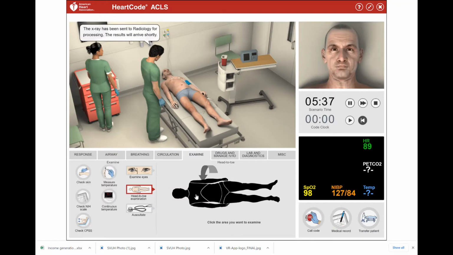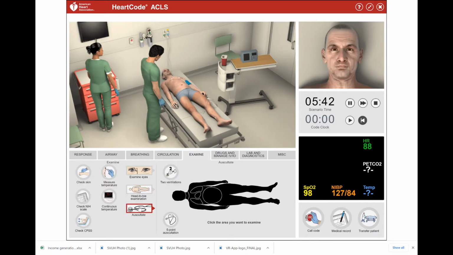Auscultate maybe. Okay, so we can have a listen to the lungs. The breath sounds are normal. Listen to the heart.